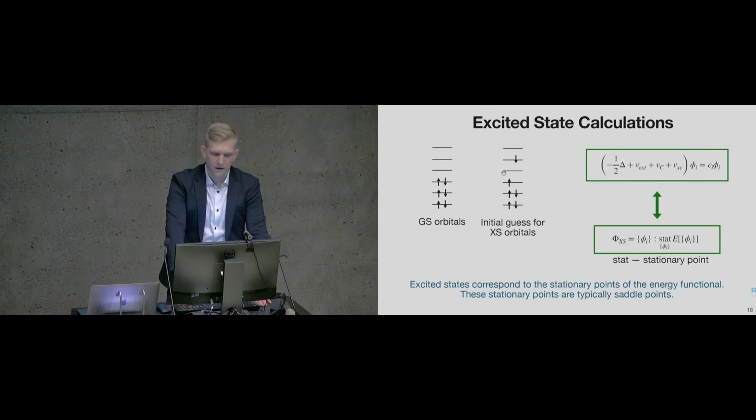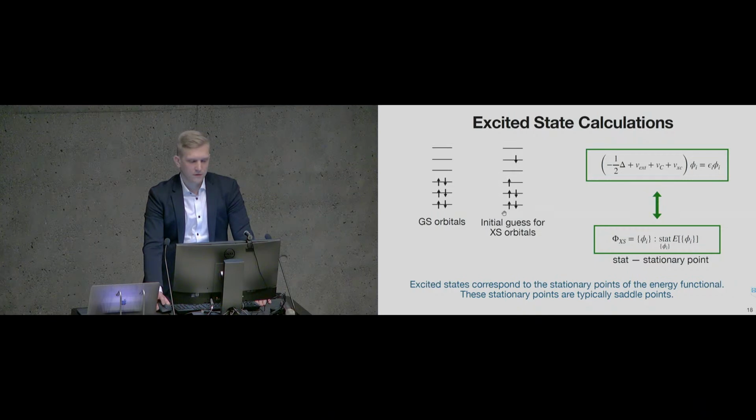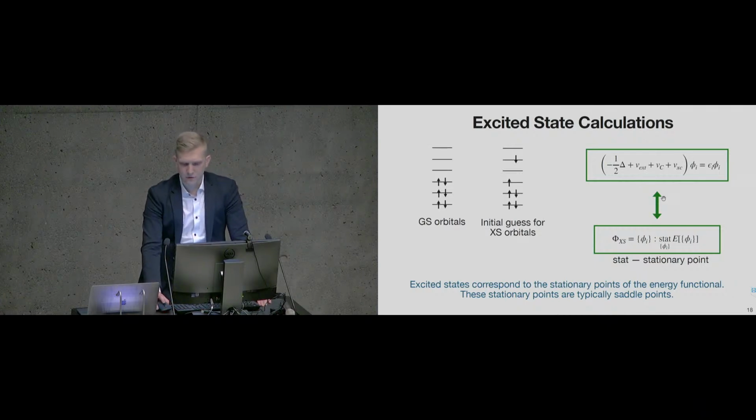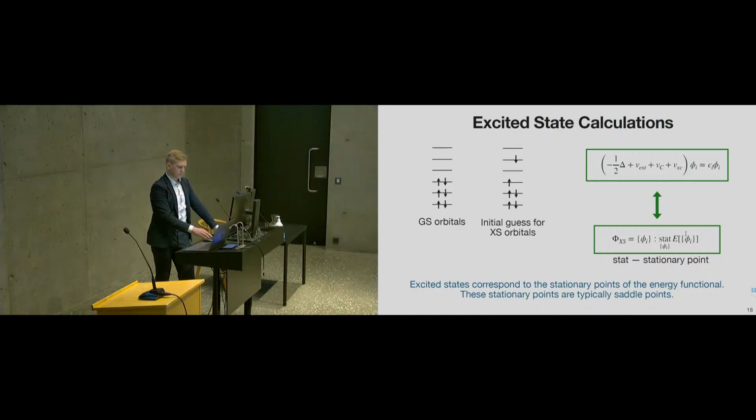In the second part of my project, I had to extend this method to the calculation of excited states. As I said before, we would like to calculate an excited state by promoting an electron from a ground state orbital to a virtual state and then solving the Kohn-Sham equations. However, one can also show that the solution of these equations is equivalent to finding a stationary point of the energy with respect to orbitals. In fact, an excited state can always be described as a stationary point of this functional. And what we see in practice is that these stationary points which describe excited states are usually saddle points.